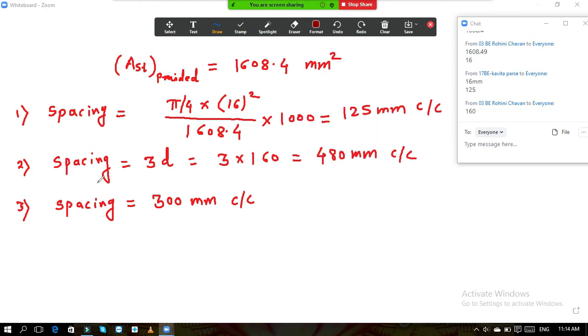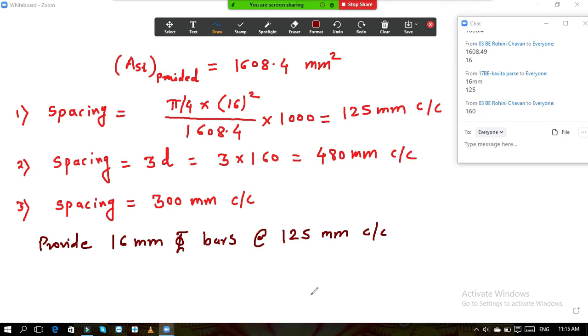Okay, so we will write over here, provide 16 mm diameter bars about 125 mm center to center. Okay, so this is our main reinforcement. So main steel 16 mm bars about 125 mm center to center. This is our main steel.